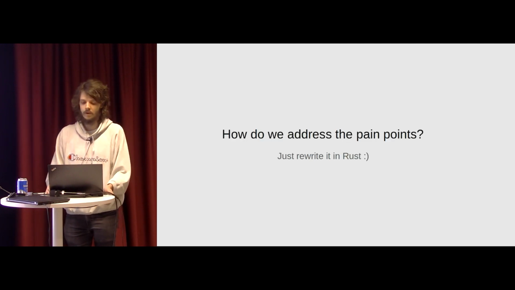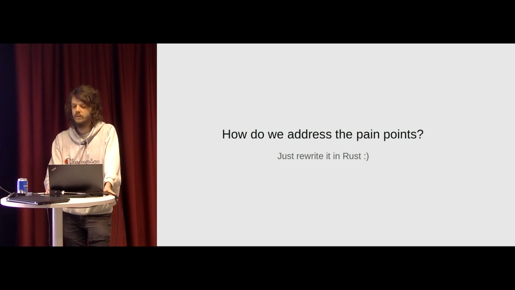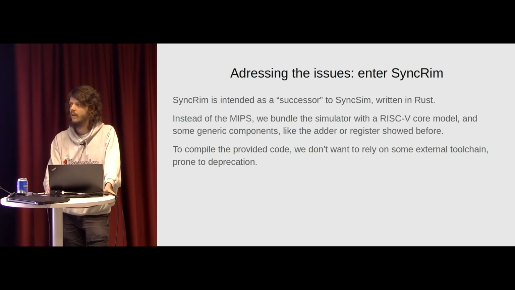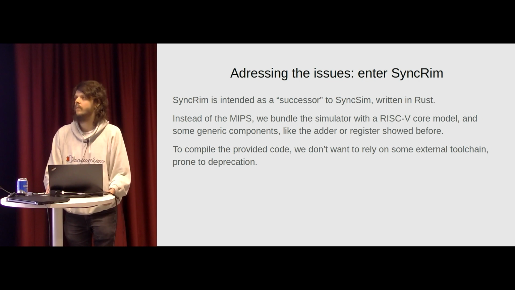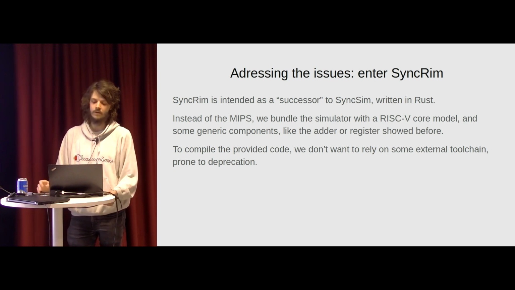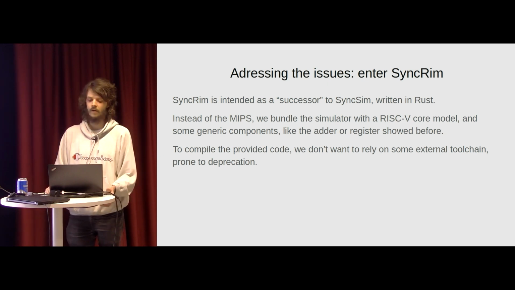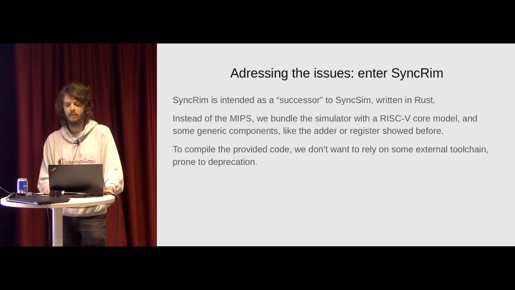So how do we address this? We thought we can just rewrite it in Rust. So now we get to SyncRim, which is the topic of this presentation. And it's basically intended as a successor to SyncRim, but written completely in Rust. So instead of the MIPS, we bundle this simulator with a model of a RISC-V core and some generic components like the adder or the register I showed in the simple circuit.